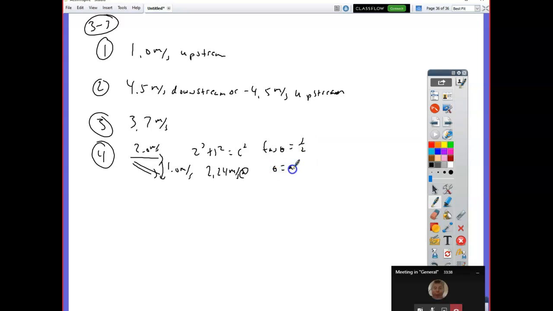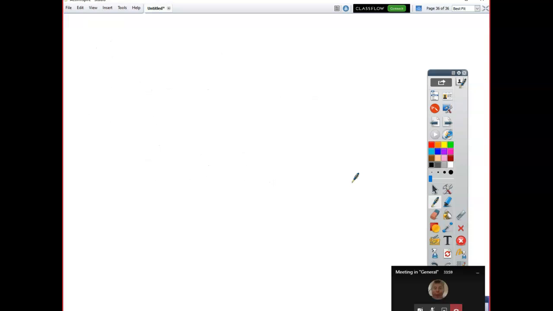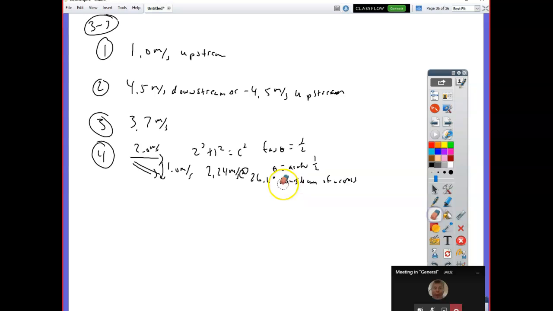Half, so theta equals the arc tan of 1/2, 26.6 degrees downstream of across. Is that right? Oh, it says east and south, so it should be south of east? Yeah. All right. South of east. Bammo.